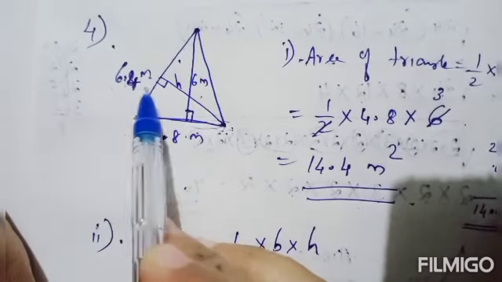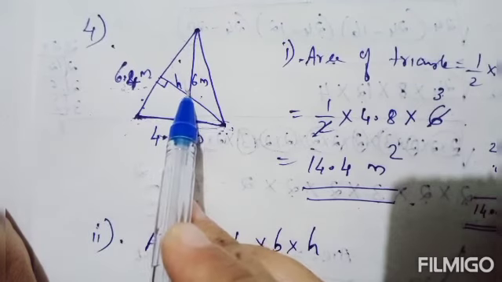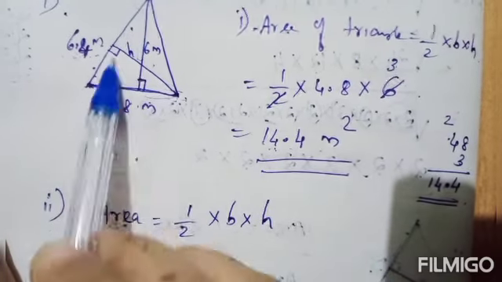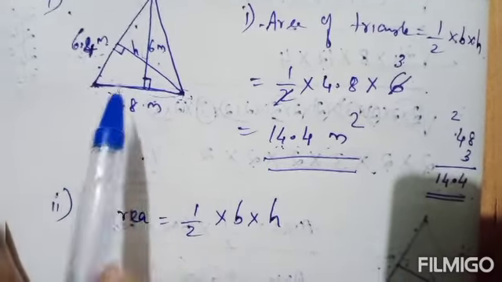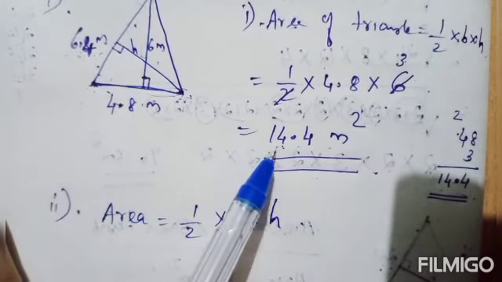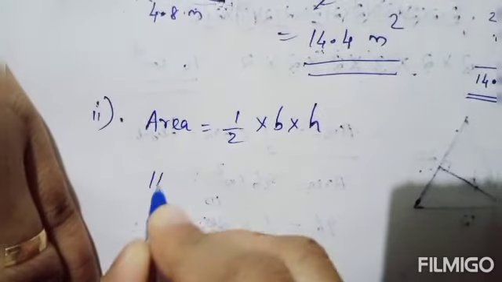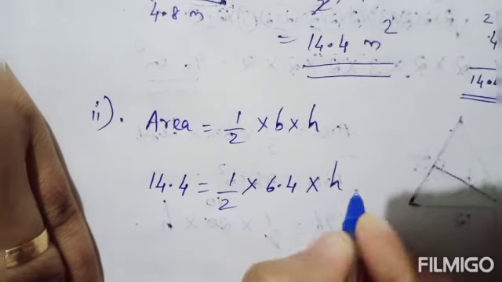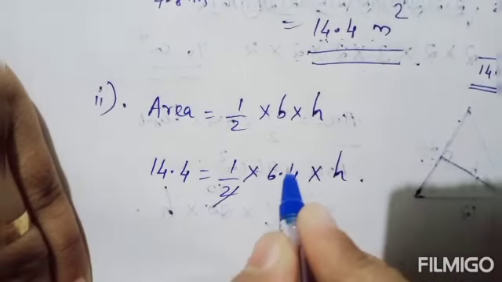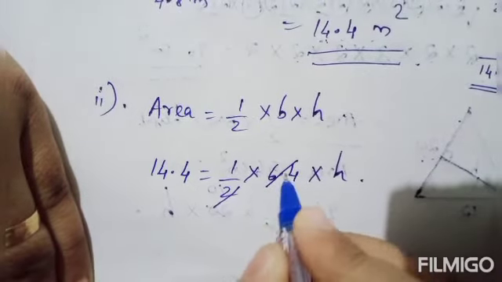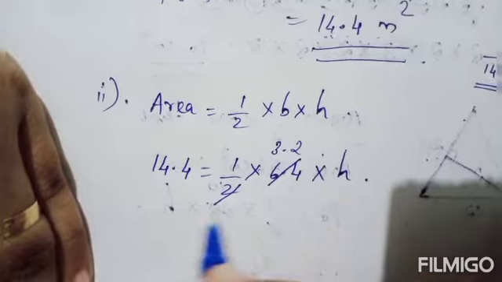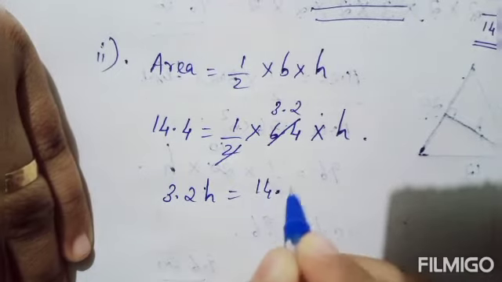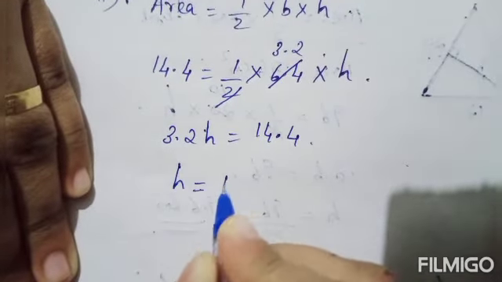In that, the base 6.4 meter you can take, and the height, let us take that as h. Now the area of the triangle we got is 14.4 meter square. One triangle has one area only. This triangle's area we found is 14.4 meter square. So 14.4 equals half into 6.4 into h. Now 2 and 6.4, you can divide 6.4 by 2, you will get 3.2. So 3.2h equals 14.4.